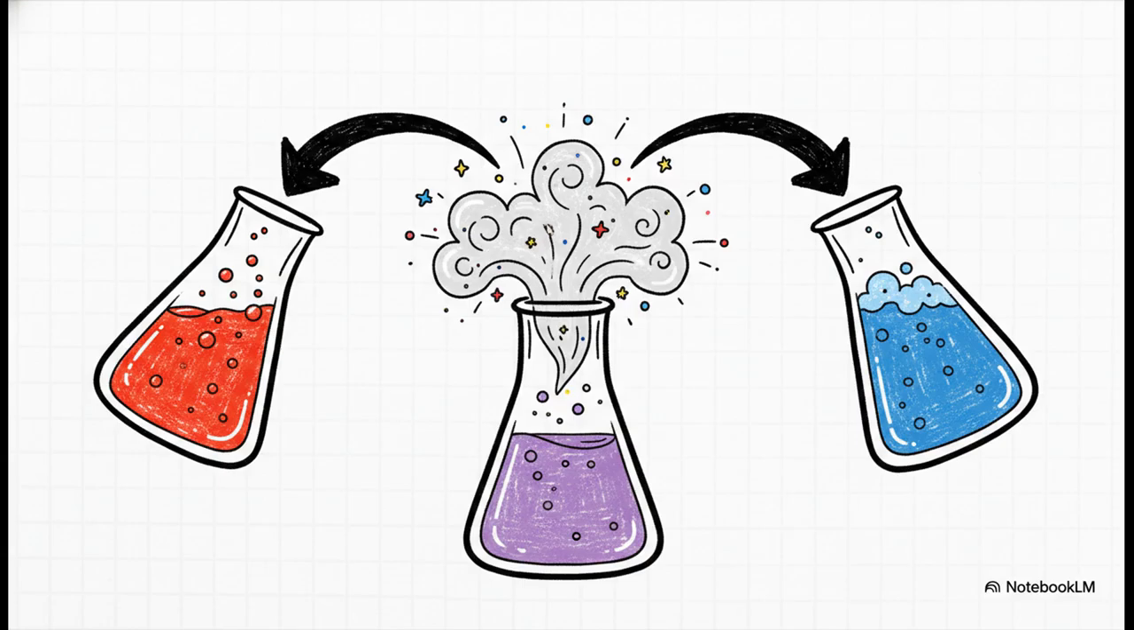But here's where it gets really, really cool. What do you think happens when you mix an acid and an alkali together? They don't just sit there, they react. They go through a process called neutralization, where they literally cancel each other out, creating a new substance that is neither an acid nor an alkali.